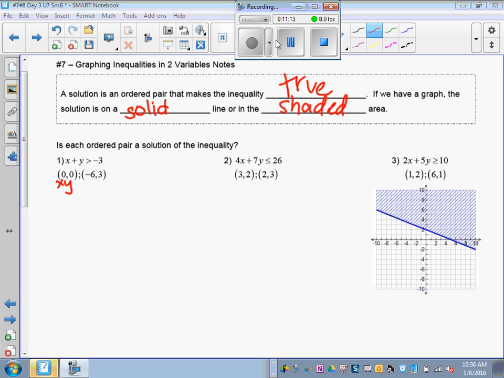All right, so we put in 0 for x. 0 for y. And that's greater than -3. So we're checking, is this greater than -3? What's 0 plus 0? And is 0 greater than -3? Yeah. So we know that this is a solution. So we have 0, 0 is a solution.